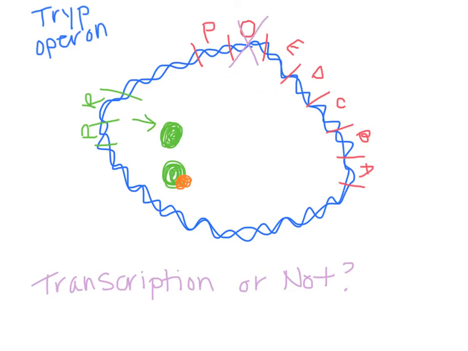Well, what happens if we mutate the sequences in the operator so that this guy can't bind? Yes, it doesn't bind. Then what happens? Yay, sigma, RNA polymerase, boom. Transcription or not, transcription happens. Woohoo!